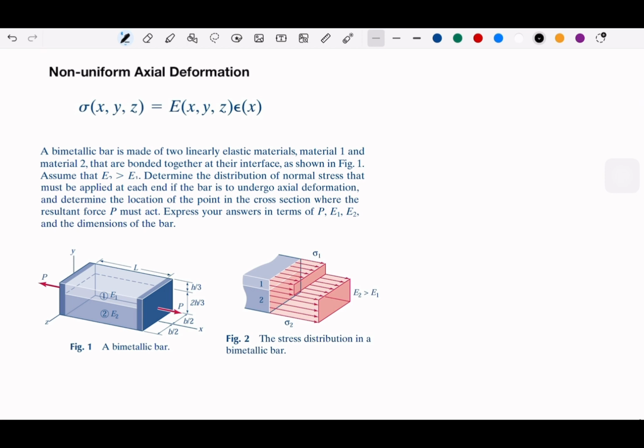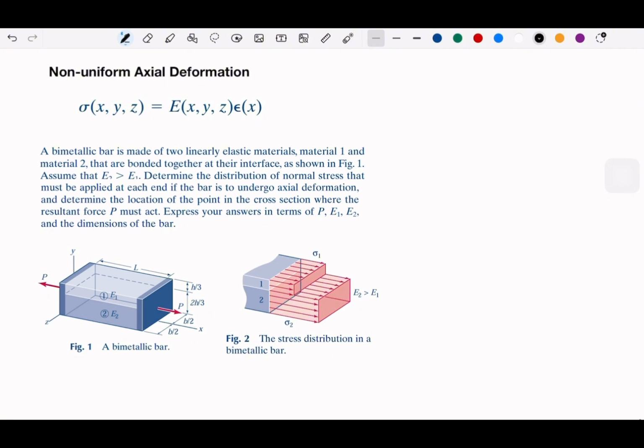For today's class, I think I will just finish off some of the subtopics on chapter 3, the axial deformations. So we're going to start with the axial deformation on a non-homogeneous member. Non-homogeneous means that it will have a different property. For example, we have this bimetal bar. So we have two members that are joined together, and it has different E. So it has different stiffness.